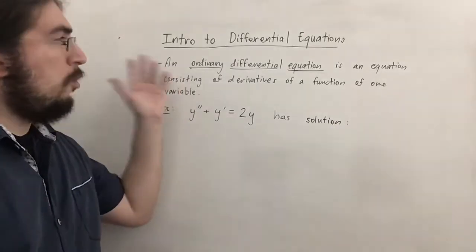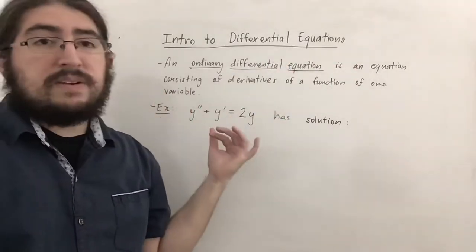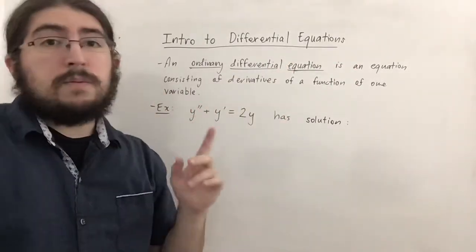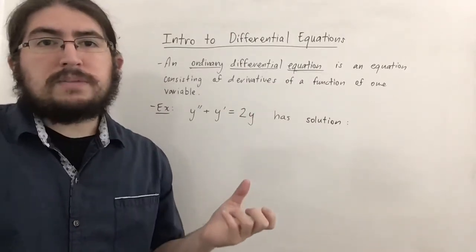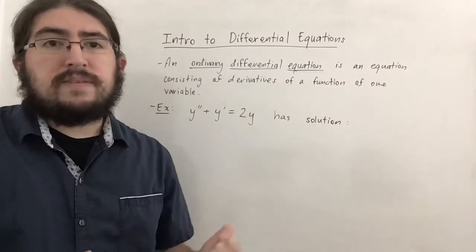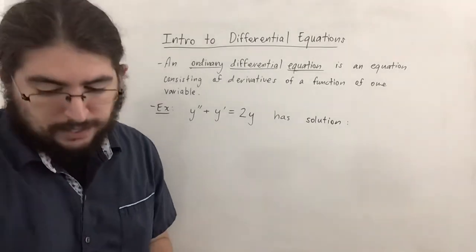So first off, an ordinary differential equation is an equation consisting of derivatives of a function in one variable. So the function will be of one variable. If you have a function of two variables, then of course you can take partial derivatives, in which case you'll deal with what are known as partial differential equations.